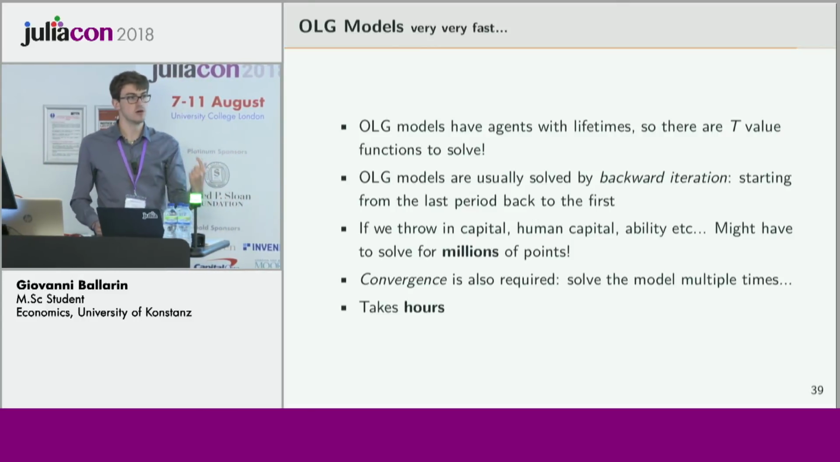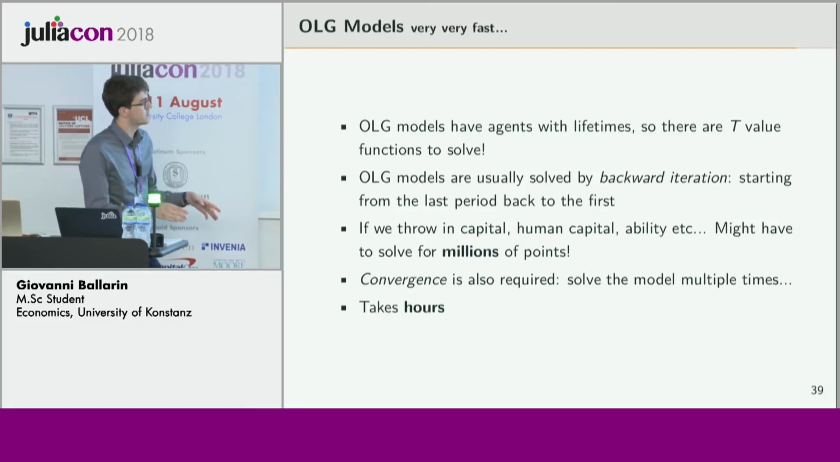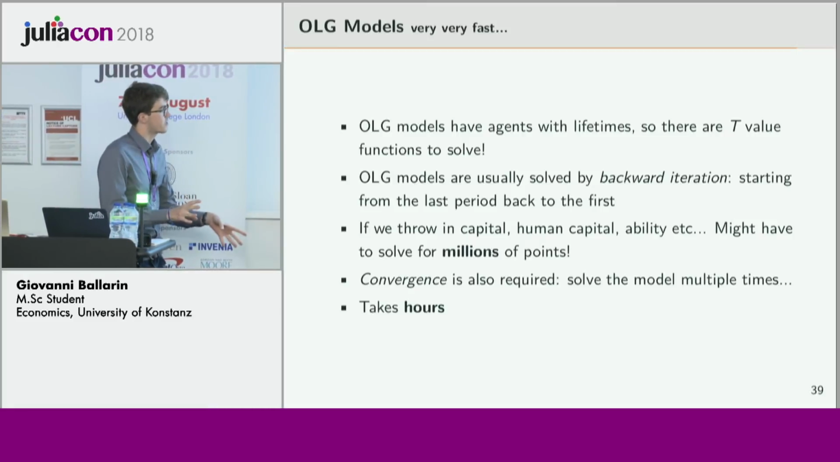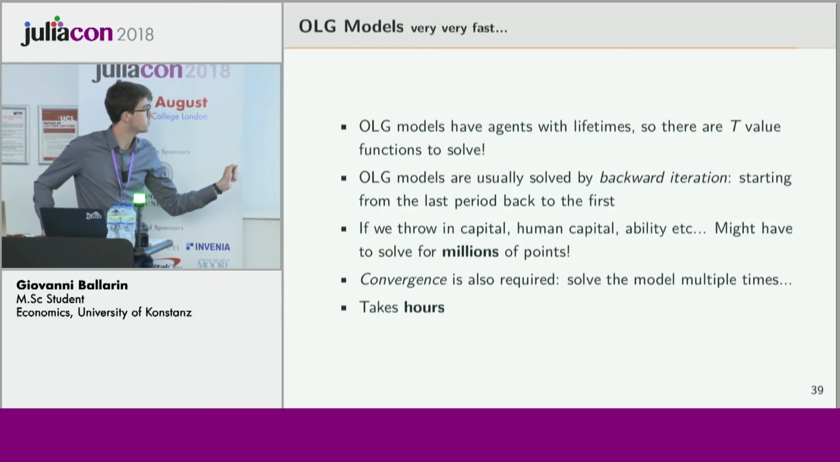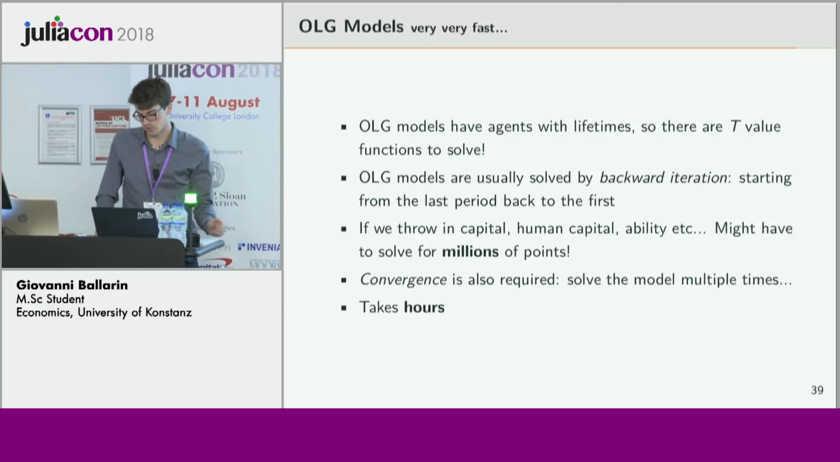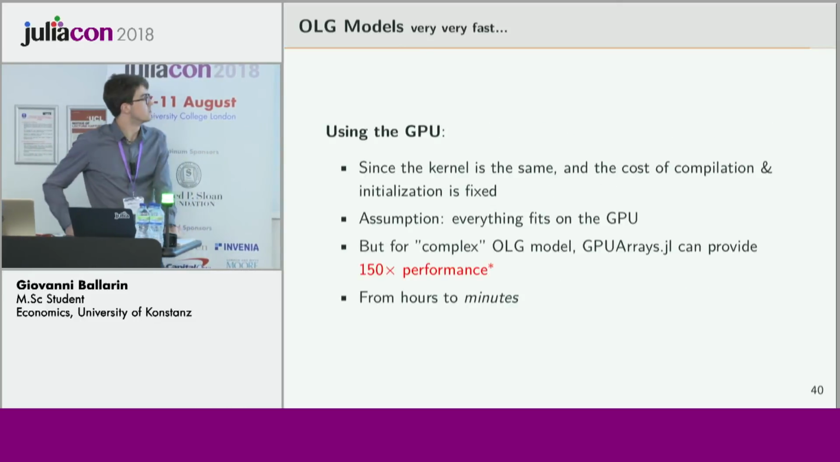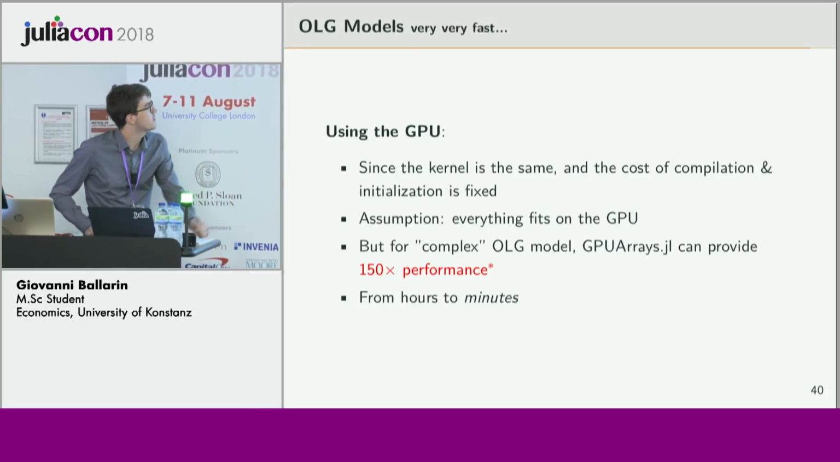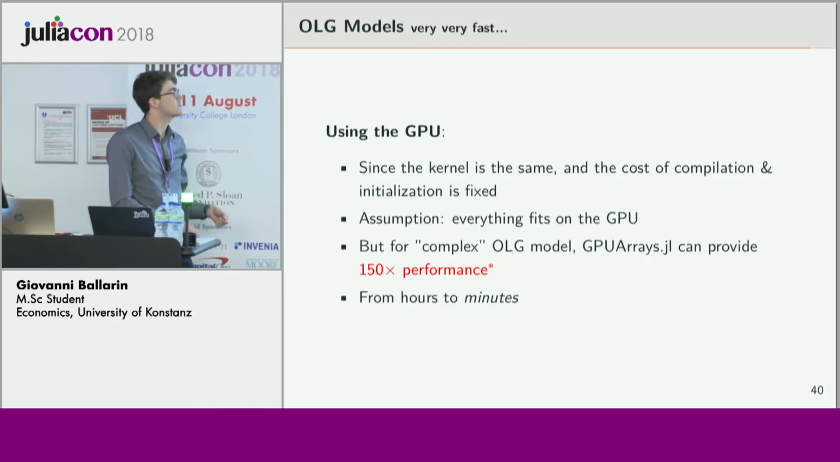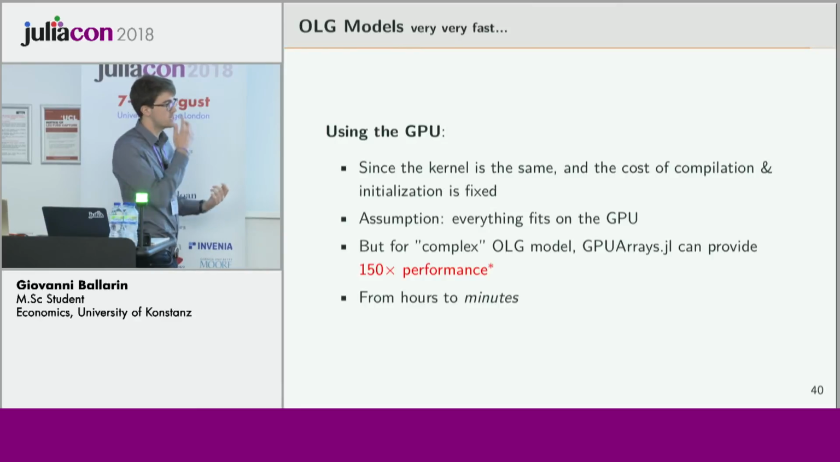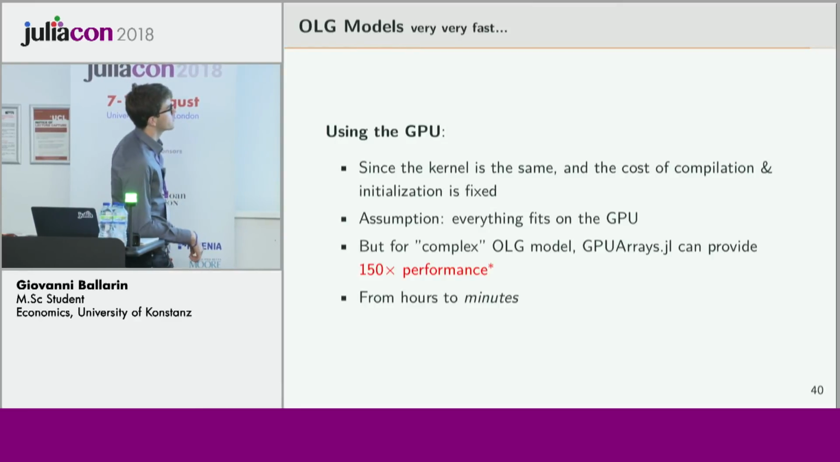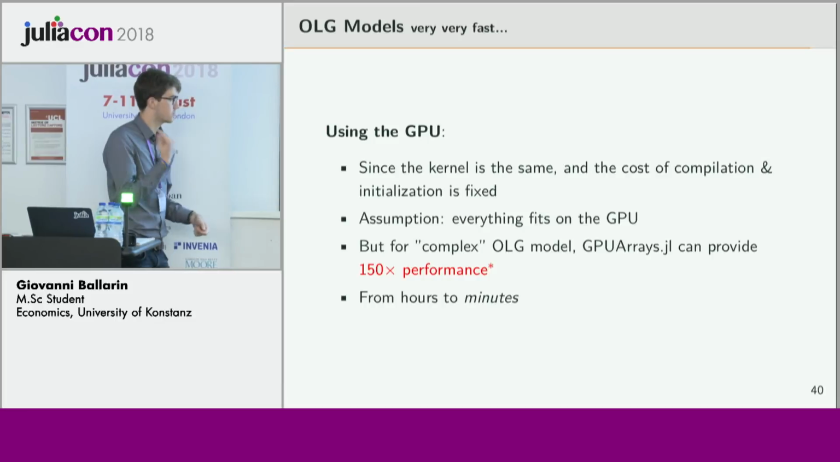So you don't solve the model once. You solve it, you simulate it, and then if what you get is not the same as the theoretical result that you can get from the equations of the model, then you have to keep doing it, and some parameters have to be changed or tuned, and this may take hours or days if the model is complicated. But using the GPU, since the kernel is the same, we have this cost of initialization and compilation that is fixed, but we have to run the same thing many, many times. So if everything fits on the GPU, which depends on what GPU you're using, the cost is incurred once, and you can do it very, very fast once you've done it once.